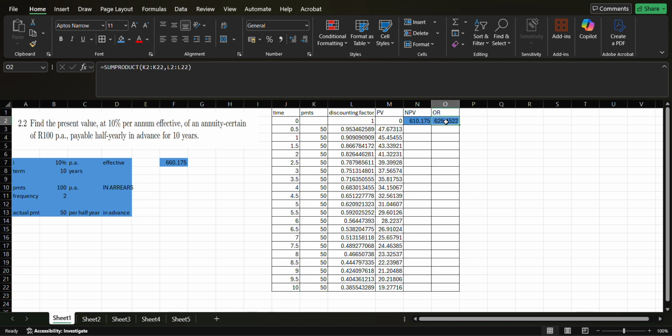You can see that if it's in arrears, it's considerably less than if it's in advance, because in arrears, on average, it occurs later in time because we have one last payment in time 10 and no payment here. So on average, it's discounted more, and so it'll be less than in advance. So yeah, that's an annuity certain, payable half yearly in advance for 10 years.